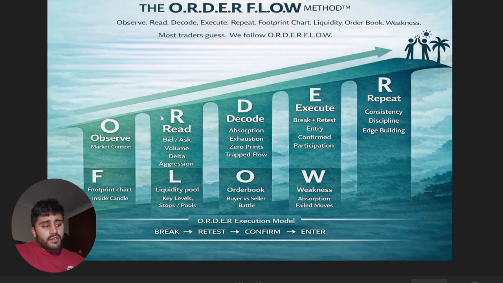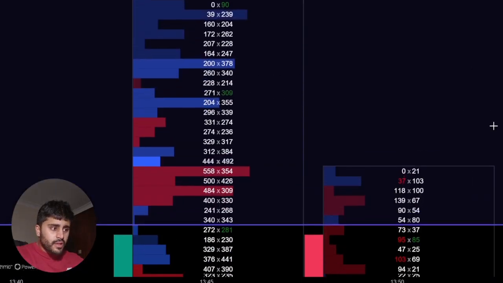Here we're in the R section. So R means we want to read the bid and ask, the delta, and the aggression. So let's take a look at this.